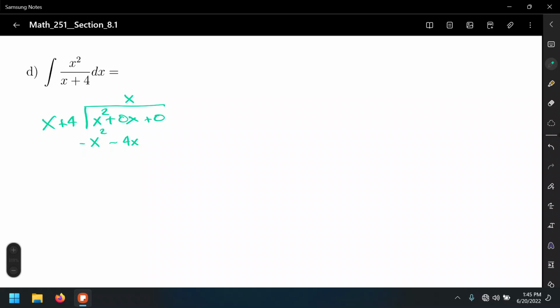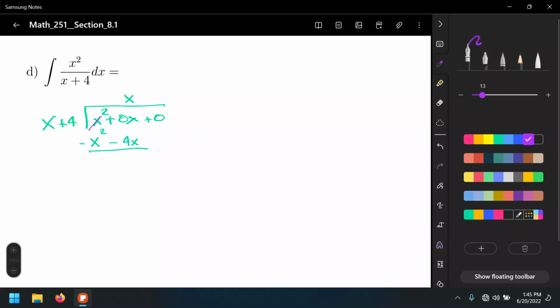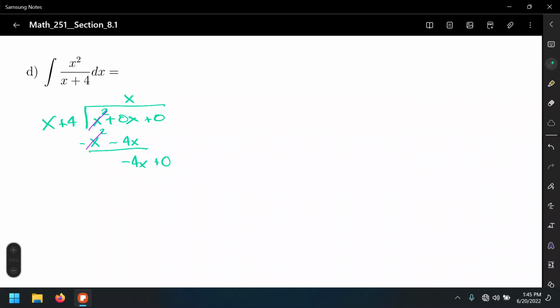So let's cancel x squared with x squared, and 0x minus 4x, that's negative 4x. And let's drop the next term. I know it's just a 0, it's really nothing, but again, that's for organization purposes. And in this case, because the new polynomial that we have here is still the same degree as the divisor, we need to do a second iteration of the division.